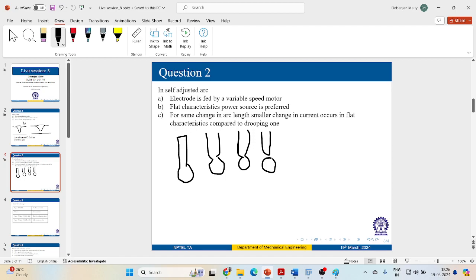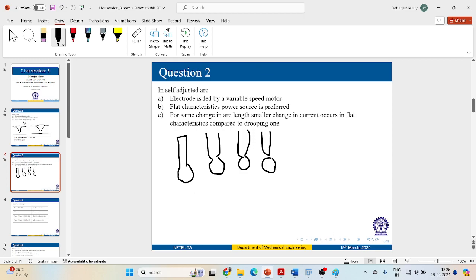So globular transfer often is not smooth and it produces spatter. It always produces spatter. At relatively low welding current, globular transfer occurs regardless of the type of your shielding gas. Whatever shielding gas you are using, globular transfer occurs at relatively low welding current, right? Now, with carbon dioxide and helium, however, it occurs at all usable welding currents.